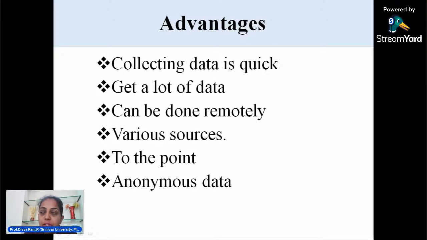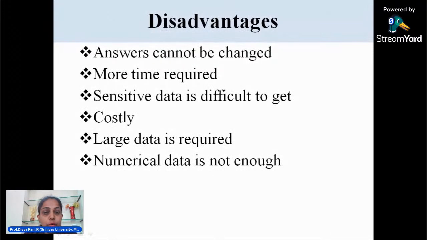So you can collect the data from various sources, like maybe Instagram or Facebook, any kind of those areas. A large data set is required. If you want good results, a large amount of data is required. Numerical data, sorry, previous slide.